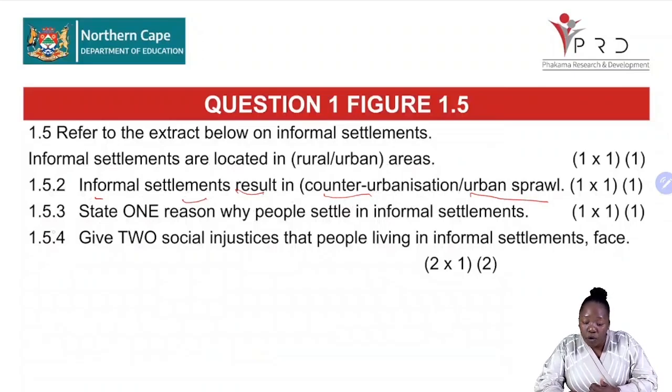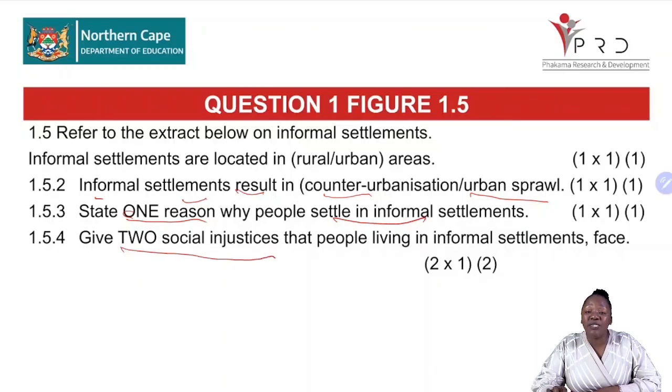Then your question 3, you state one reason why people settle in the informal settlement. One reason. Then number 4, give 2 social injustices that people living in the informal settlement face. So 2 times 1, meaning you give 2 injustices that will give you 1 mark each.